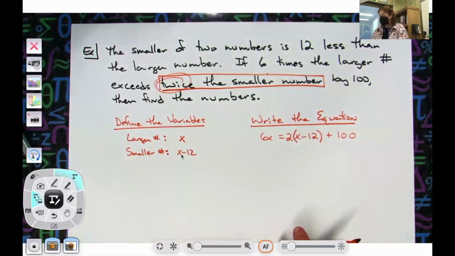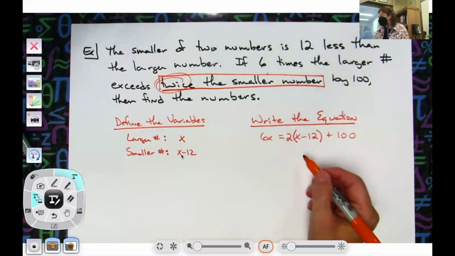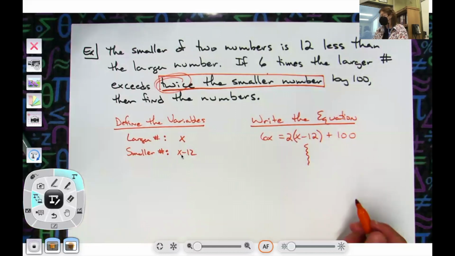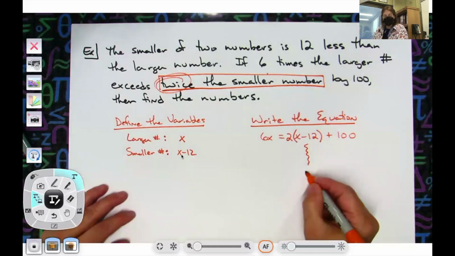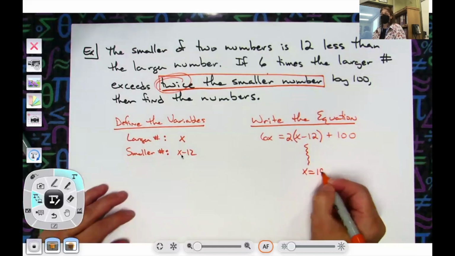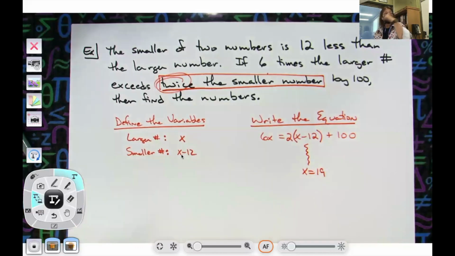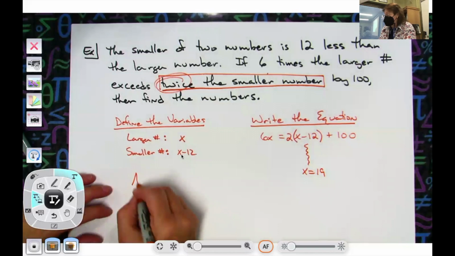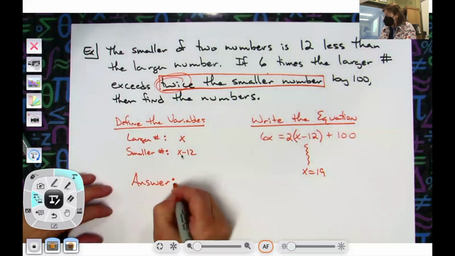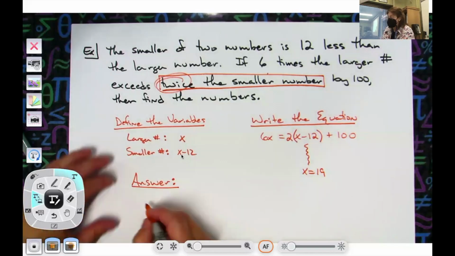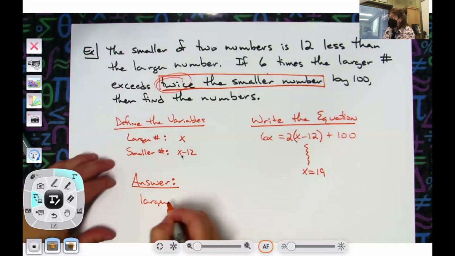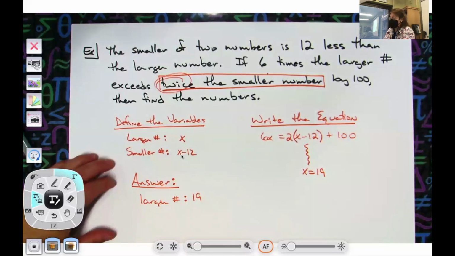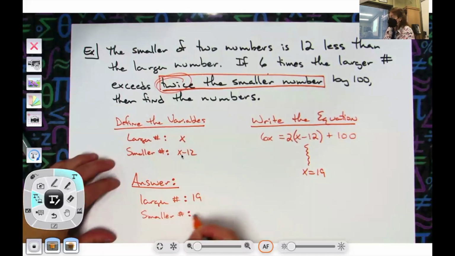All right, you guys know how to solve. I'm not going to work it out. Let's do this in our notes to save some time. X equals 19 is what you should get if you wrote that equation and solved it correctly. And then for an answer, X is supposedly the bigger number, so my larger number is 19, and then 19 take away 12 makes the smaller number 7.